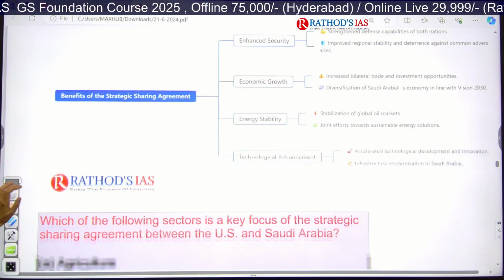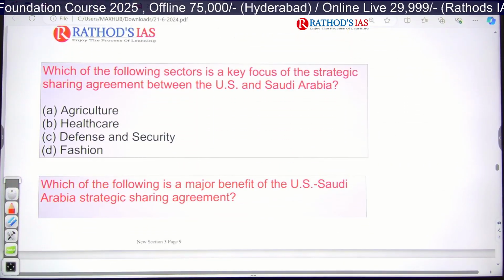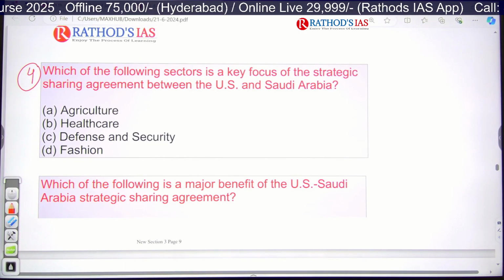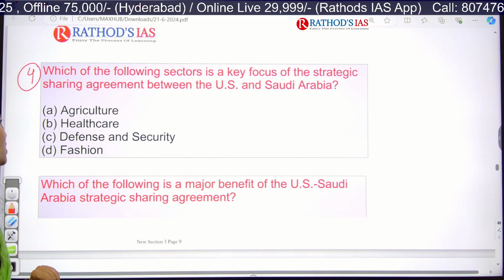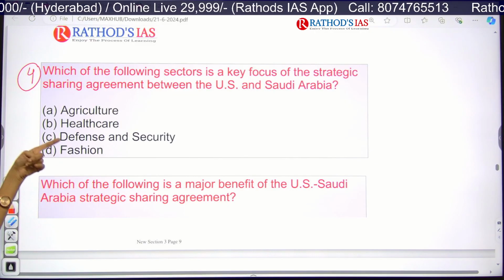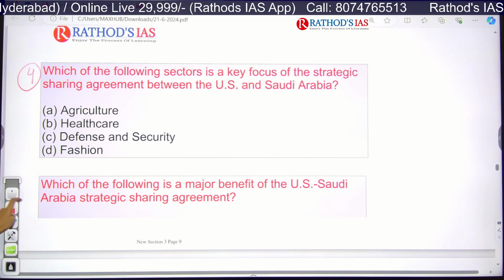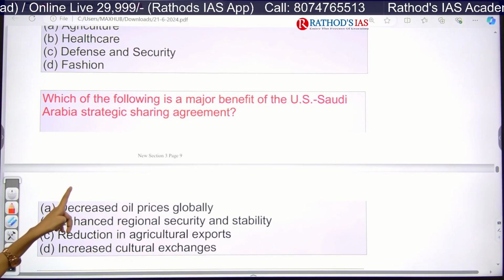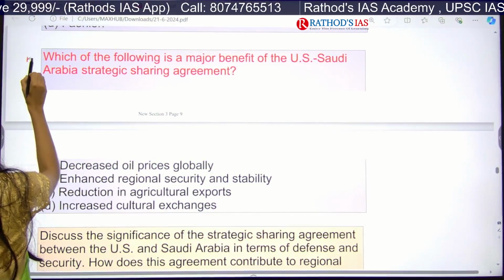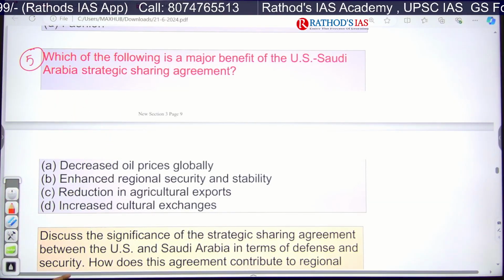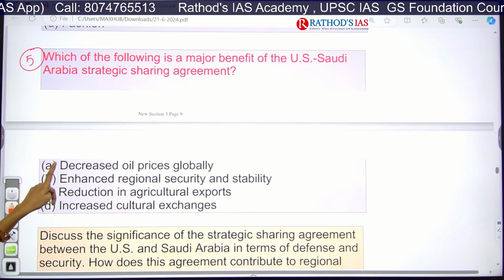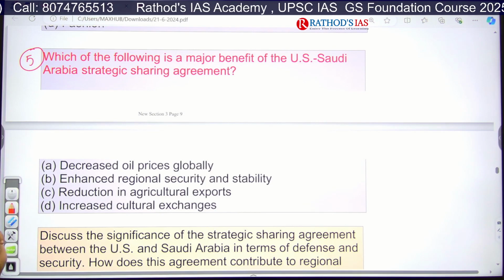Clear? And from this area, let us see the prelims questions. This is the fourth prelims question. Which of the following sectors is a key focus of the strategic sharing agreement between the US and Saudi Arabia? Okay, which area? Please let me know the answer. Yes, one more prelims question, the fifth prelims question. Which of the following is a major benefit of the US Saudi Arabia strategic sharing agreement? Again, ABCD direct options. So please let me know the answer for this question.